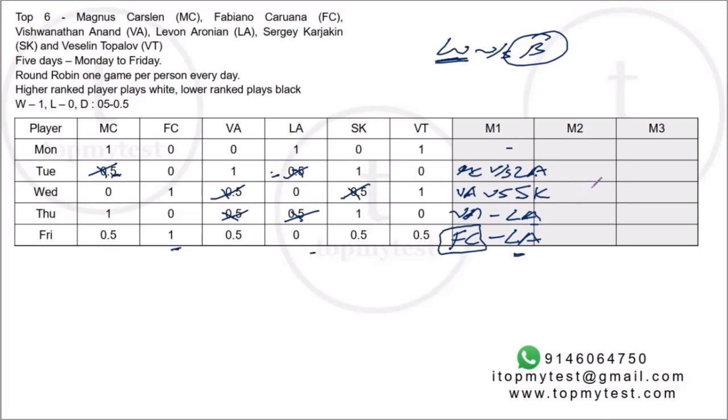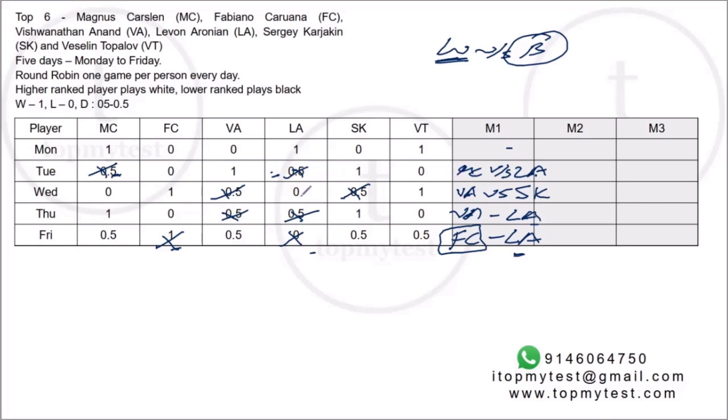Now, who can he play with? LA has played against Carlsen, LA has played against Vishwanathan Anand, and LA has played against FC. So LA has to play against VT and SK. One day he will play against VT and one day he'll play against SK.